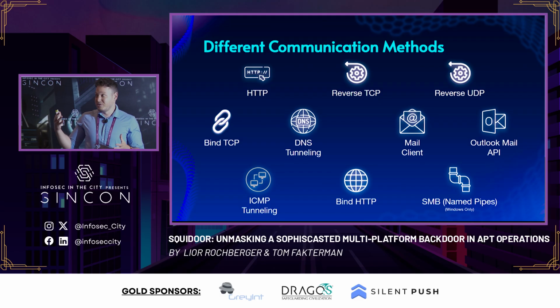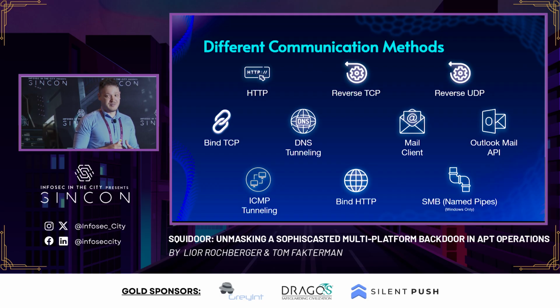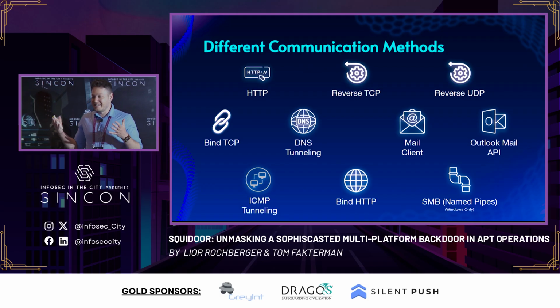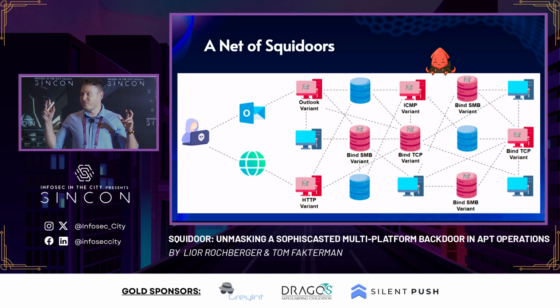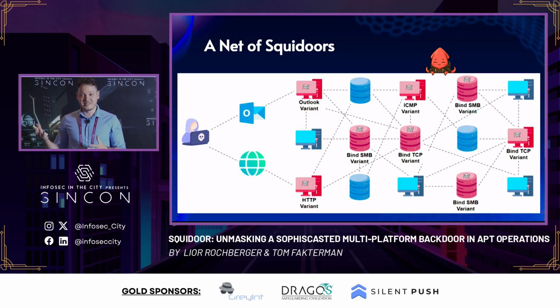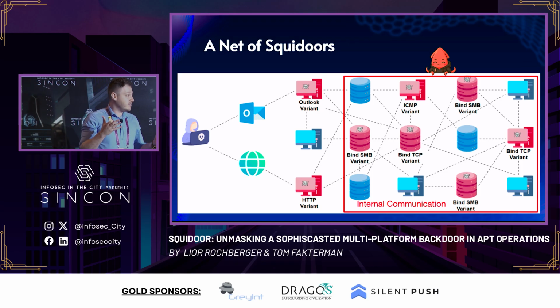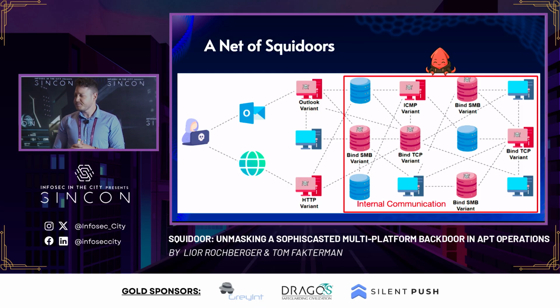Being able to use so many different methods for communication makes Squidoor a very powerful malware. And that is because it enables the attackers to create some sort of a net of Squidoors inside an infected network. We created here an illustration of one of the infected environments we investigated. And inside that environment, we saw a bunch of different Squidoor implants who were communicating internally with each other. And some of them were using different protocols for communication. Some are using SMB, some are using TCP, some are using ICMP to communicate.